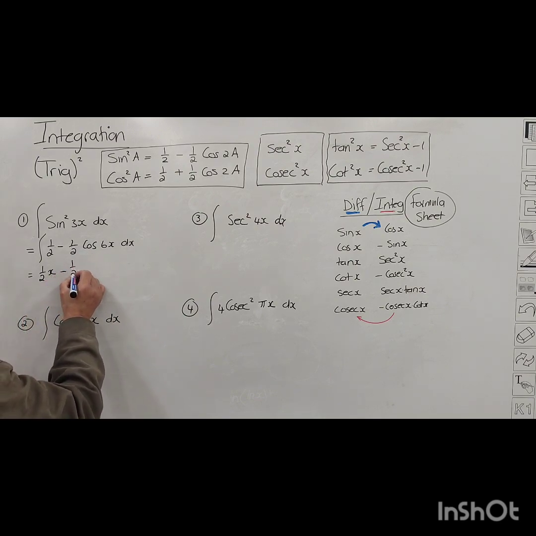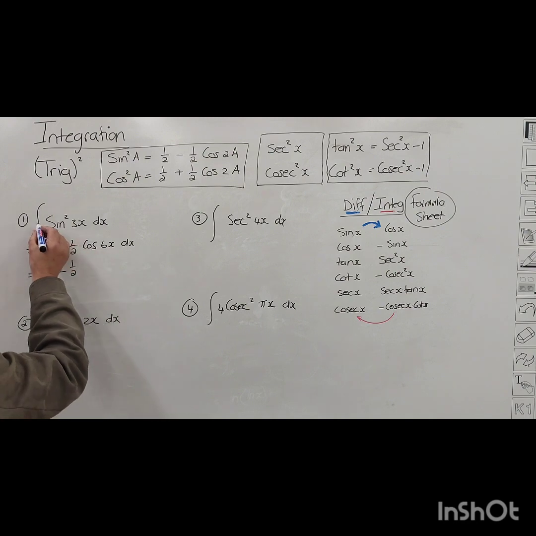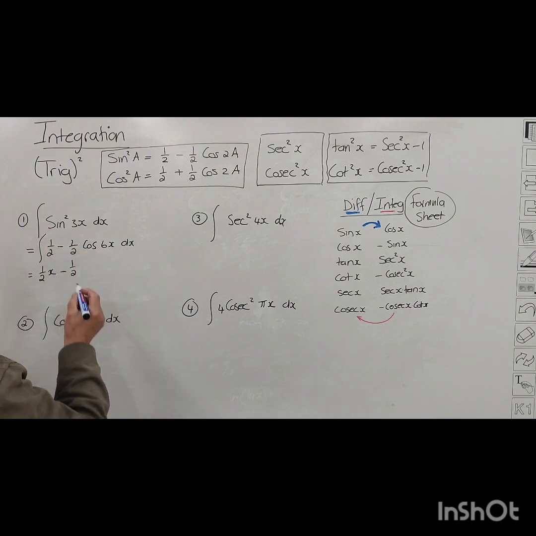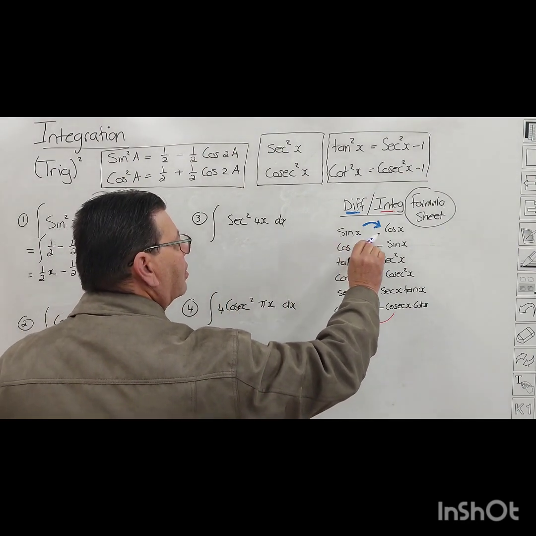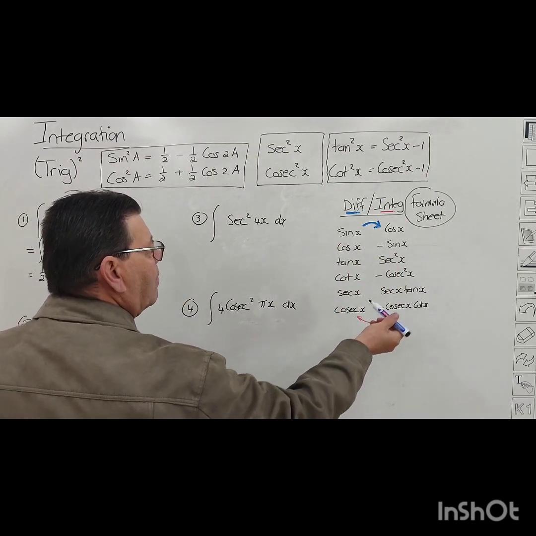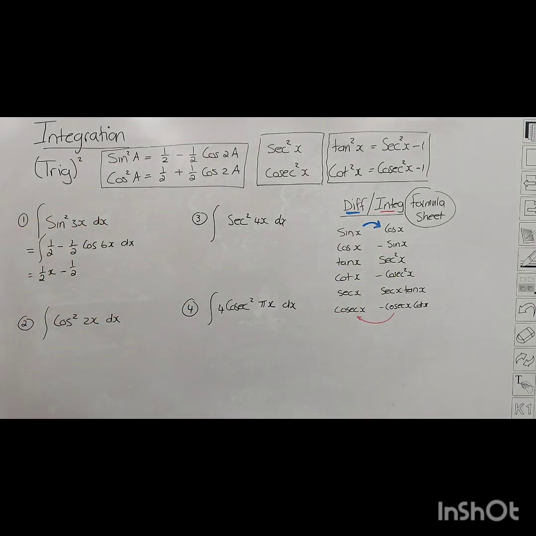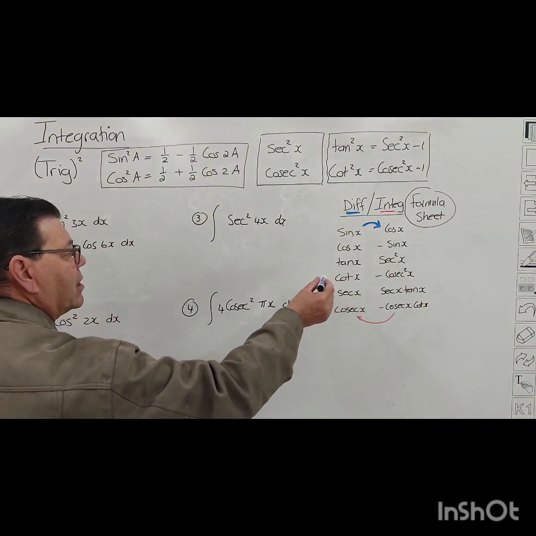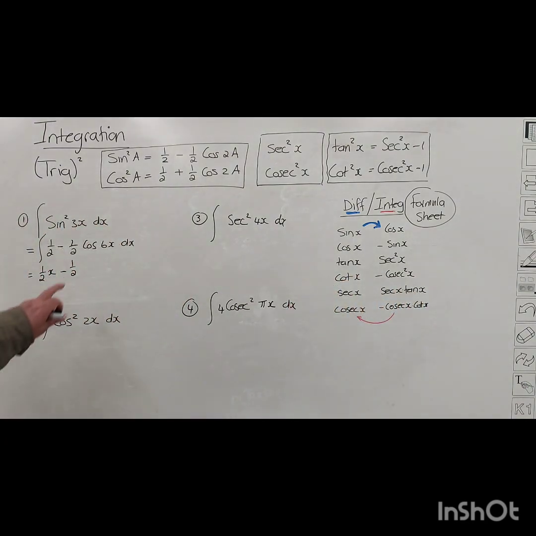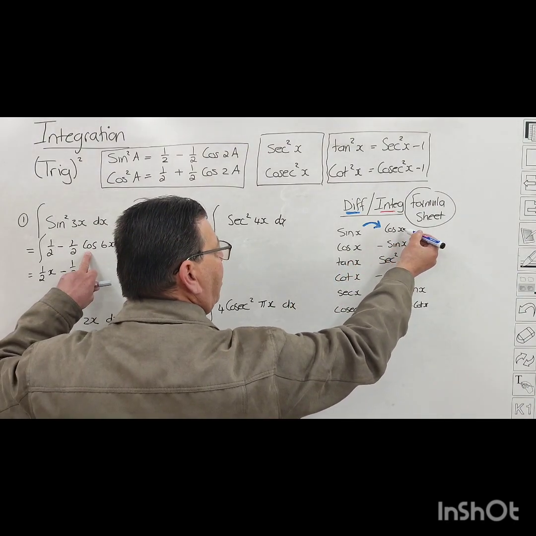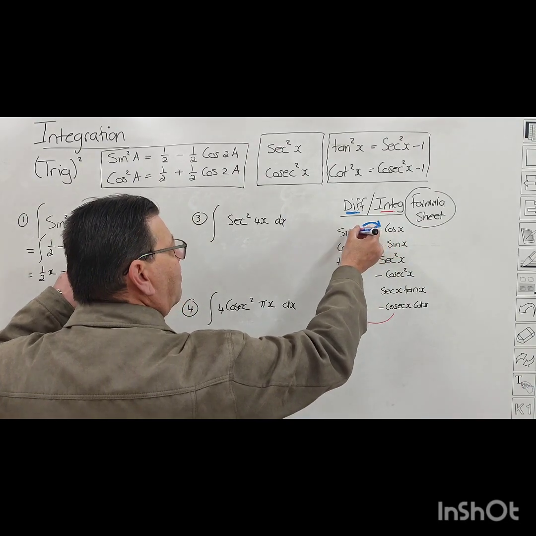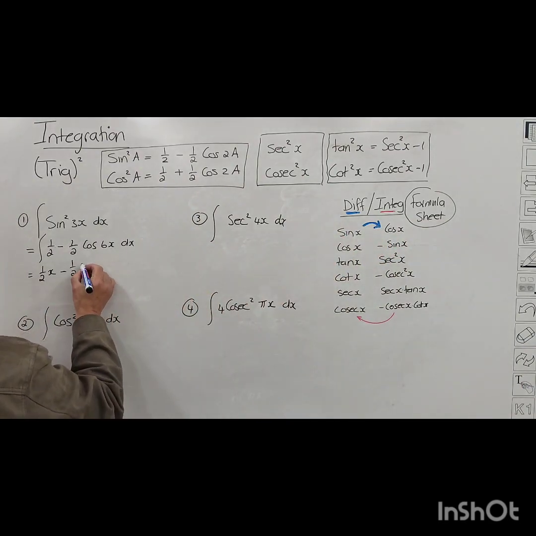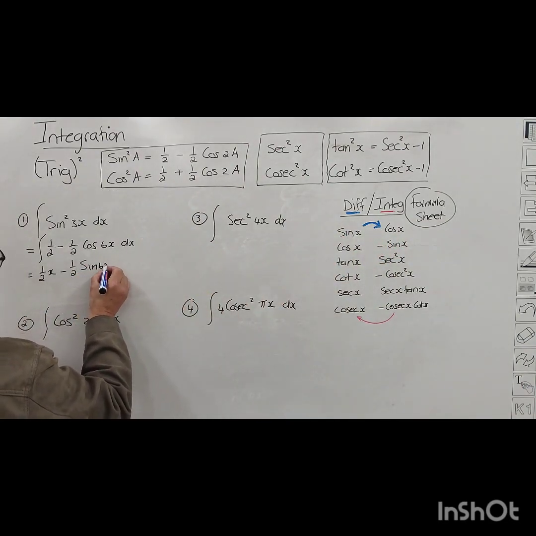Now I've got a half there. I must now integrate cos. So when I differentiate cos, it will give me minus sine. But because integration is the opposite of differentiation, when I integrate, I go from this side back to this side. So I have to go and see where's cos on this side. Cos on this side will just become plus sine. So this will just become the sine of 6x.